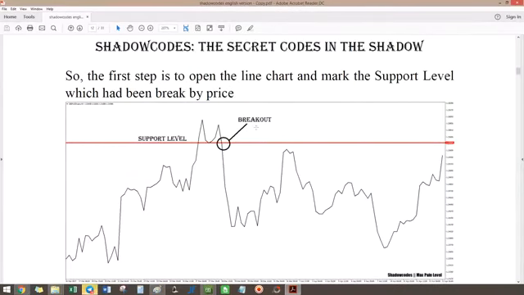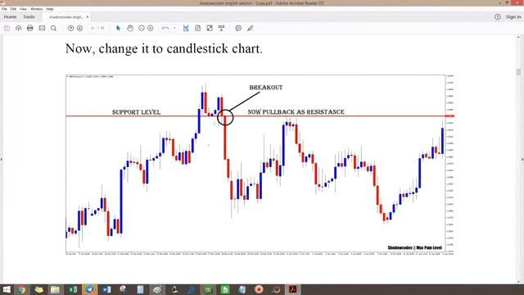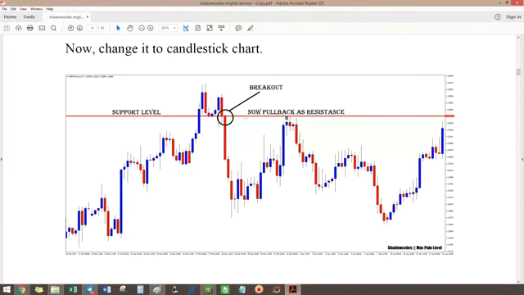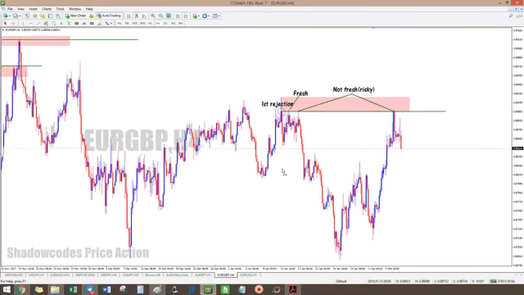So how to draw support become resistance: first you find a support level here, and then you find where there is a breakout. Change it to candlestick. You have a support level, support become resistance, so we pull back here. Over here at the breakout, you can see there is a base here. Even this shadow can be a base on a lower time frame.